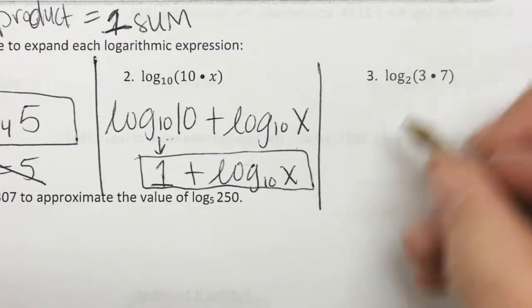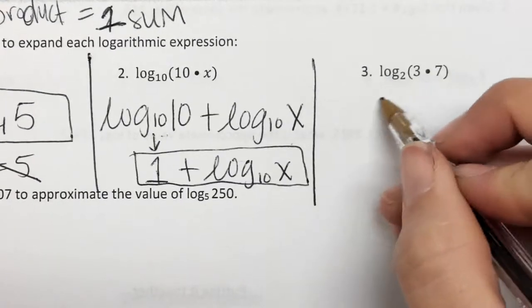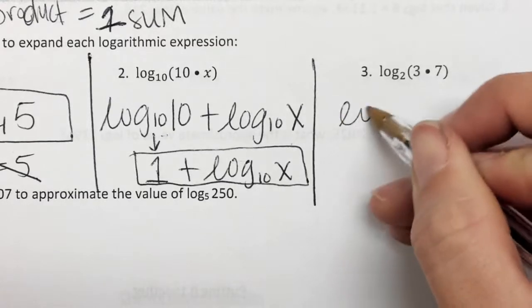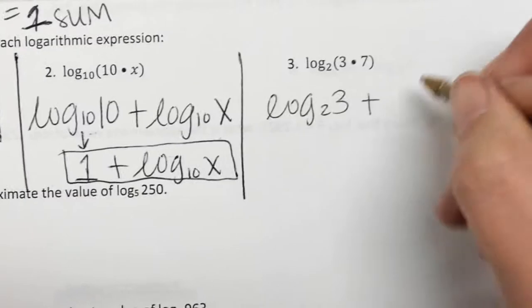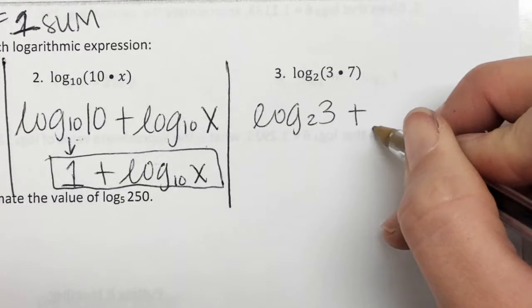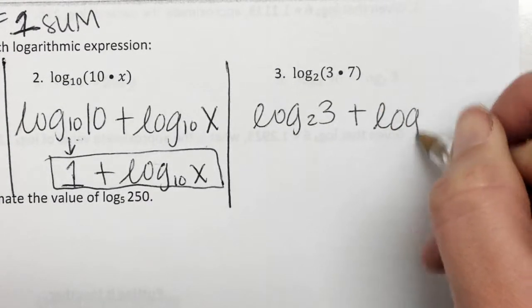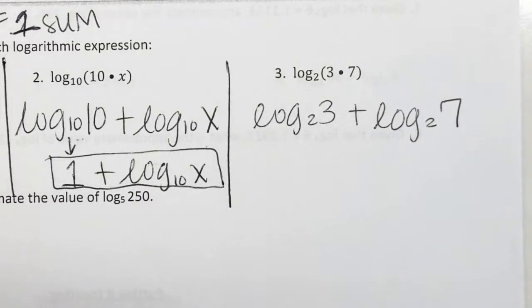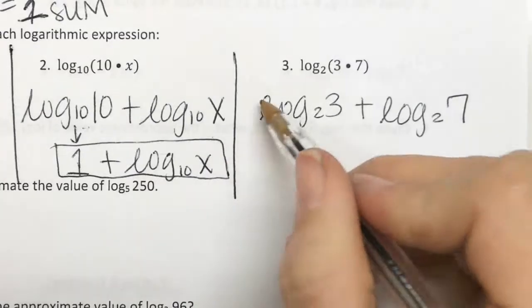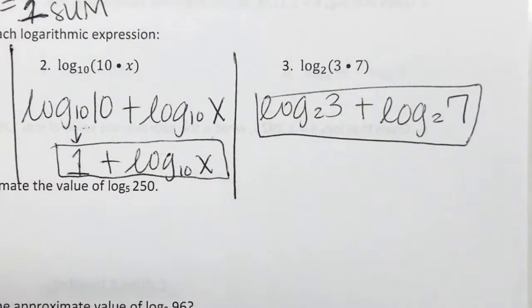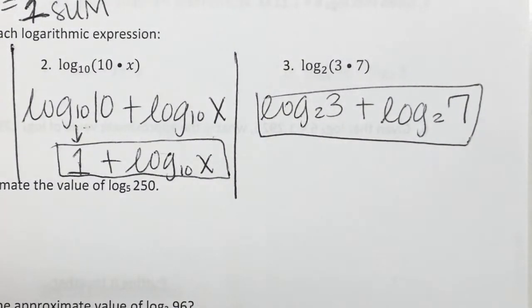Alright, Alyssa, tell me the first term I'm going to have when I break this up. Good. Plus what, Jayla? Log 2 and 7. Can I simplify either one of these? Alright, tell me why. Because there's no power that equals 3, or 7. Good. That's it. Questions about expanding using product property?